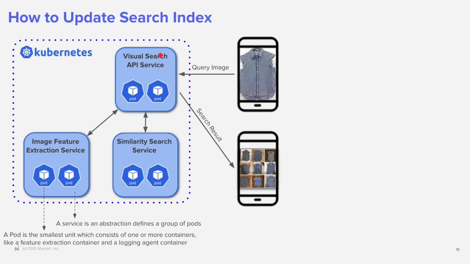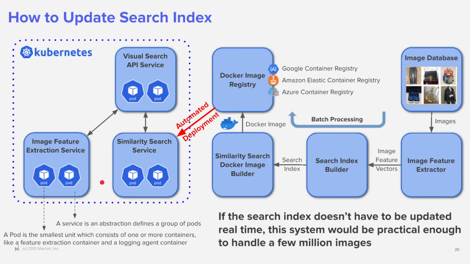On Kubernetes, a pod is the smallest unit, which consists of one or more containers, like a feature extraction container and a logging agent container. A service is an abstraction which defines a group of pods. We can update the search index periodically with our batch processing.